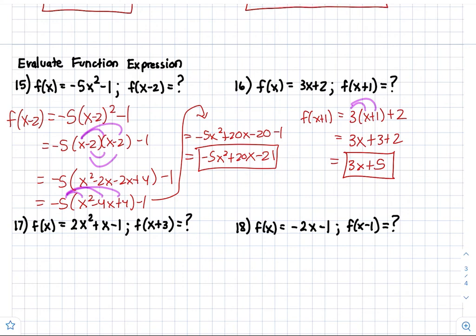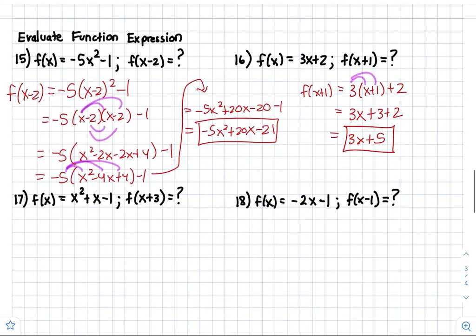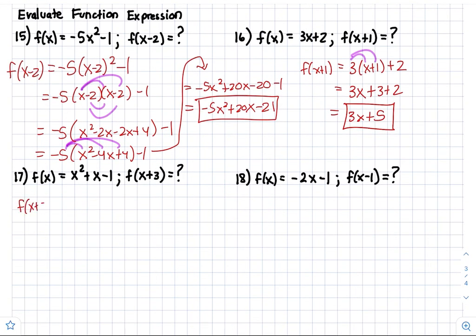Okay, here we have 2x squared plus x minus 1, f of x plus 3. We'll have it like this. To solve for f of x plus 3, you plug in x plus 3 into the function of x. So everywhere we see an x now, there's now x plus 3. So x plus 3 squared plus x plus 3 minus 1. This x became x plus 3. This x became x plus 3. So x plus 3 squared is x plus 3 times x plus 3.